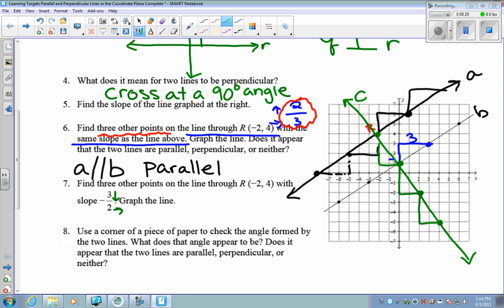Our directions now tell us use a corner of a piece of paper to check the angle formed by the 2 lines. What does the angle appear to be? Let's think about this. A paper forms a what type of angle? 90-degree angle. So if you hold a piece of paper up to the board and you kind of situate it so it's sitting right here, it should fit in nicely. And that tells us that this indeed is a 90-degree angle. So if that's a 90-degree angle, what are those lines? You got it, they're perpendicular.